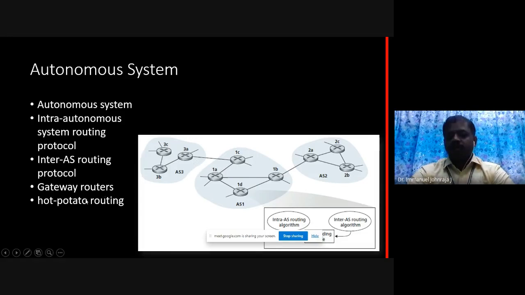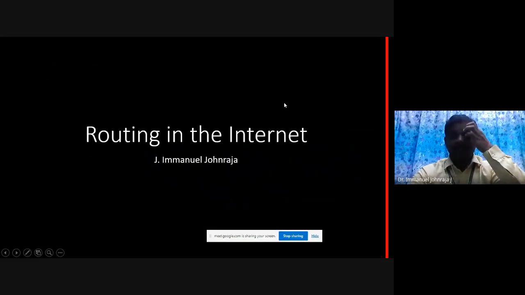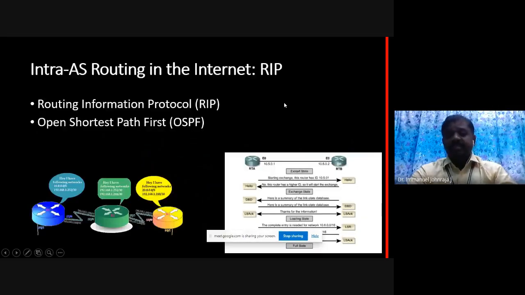We also have spoken about hot potato routing, where any router will try to get the least cost path, in other words the least hop count, to escape from your local autonomous system to the remote autonomous system for routing purposes. So that's called hot potato routing. In the internet, we have Routing Information Protocol and OSPF. Link state routing protocol is OSPF, and the distance vector routing protocol is the RIP protocol.